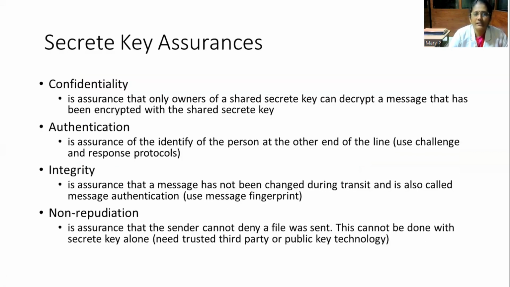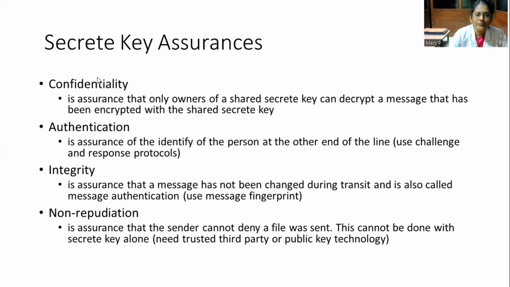So what are the assurances for the secret key? It provides confidentiality, authentication, integrity, and non-repudiation. What do you mean by confidentiality? The message is securely transferred to the receiver. That is confidentiality. It means owners of the shared secret key can decrypt a message that has been encrypted with the shared secret key. Then what do you mean by authentication? The receiver ensures that the corresponding sender only sent the message, or the sender assumes that the corresponding receiver only received the message. So both sender and receiver have confirmed that identity.